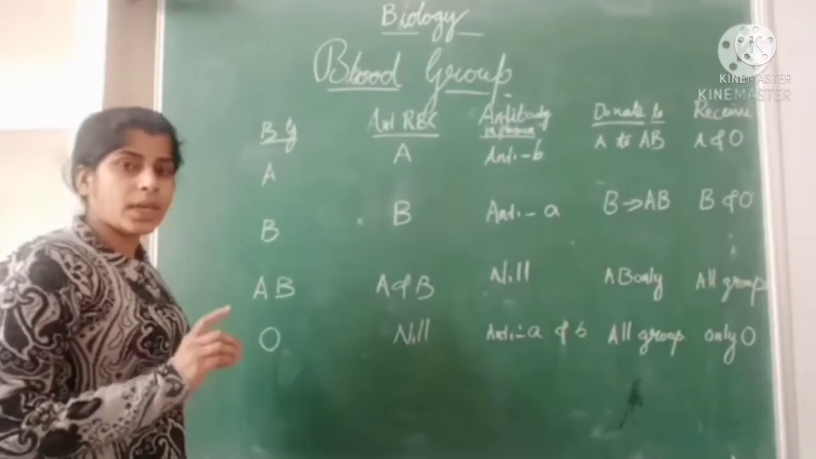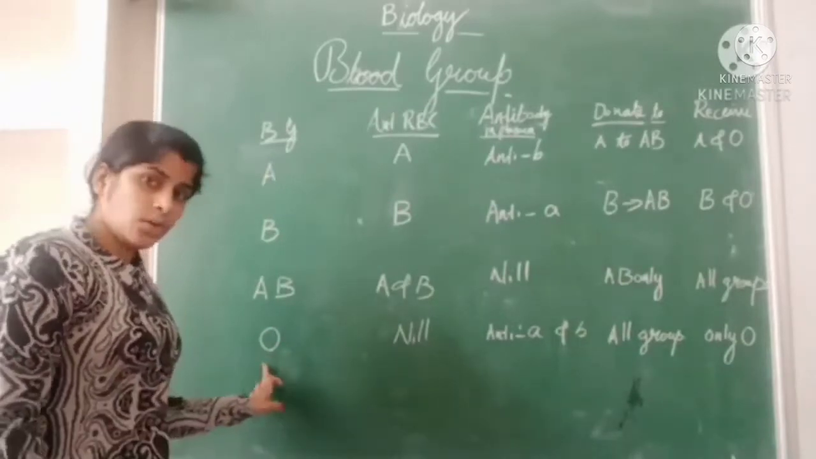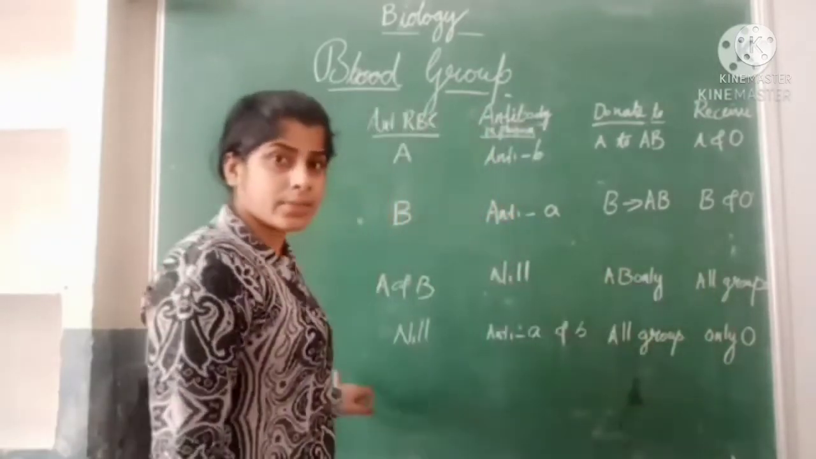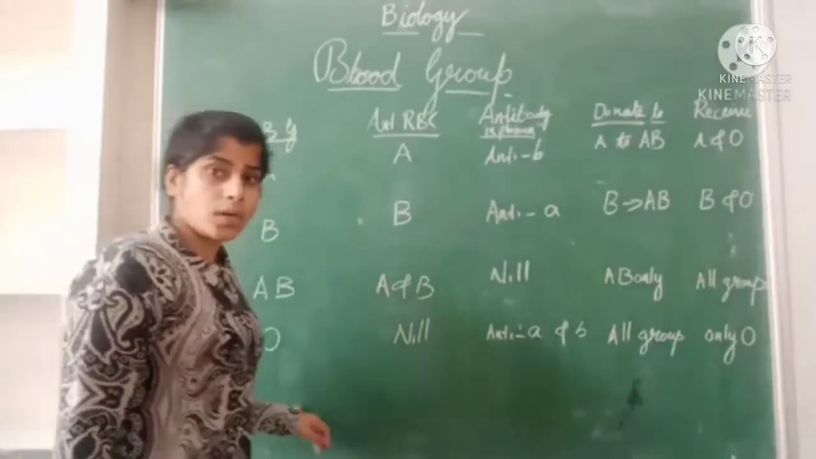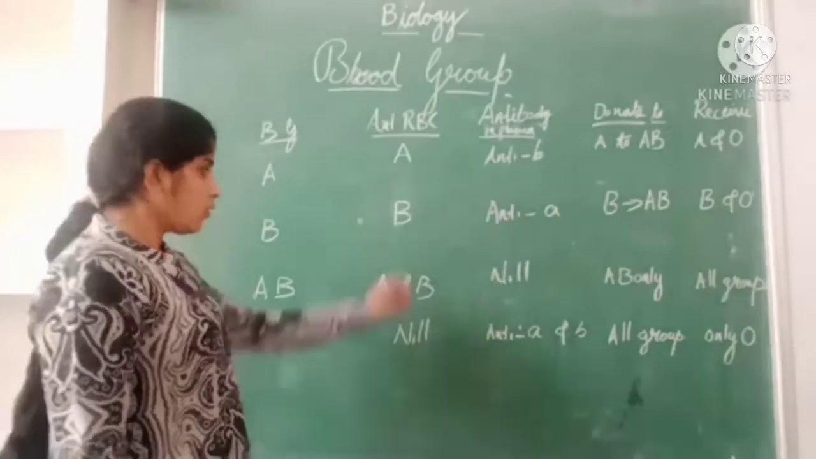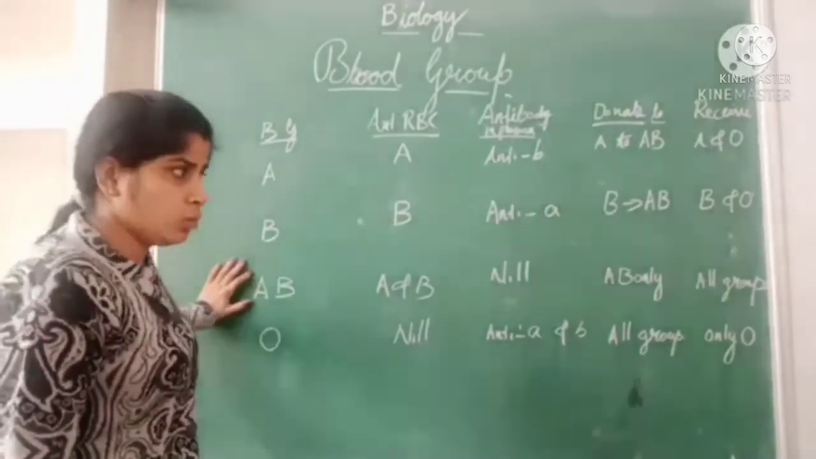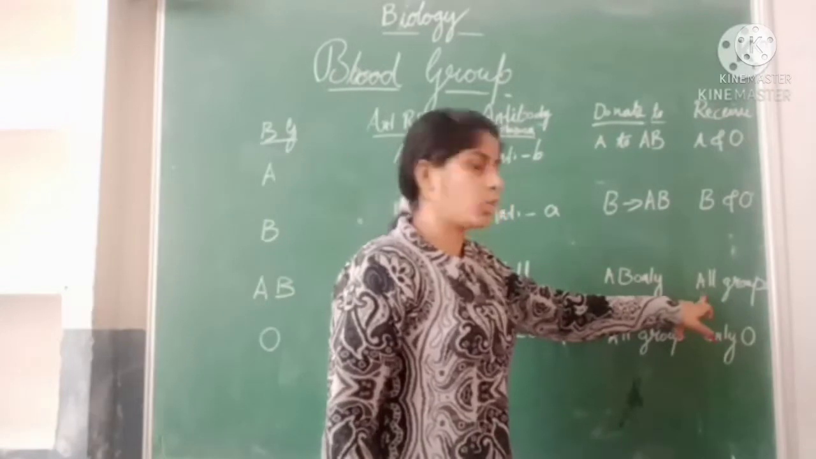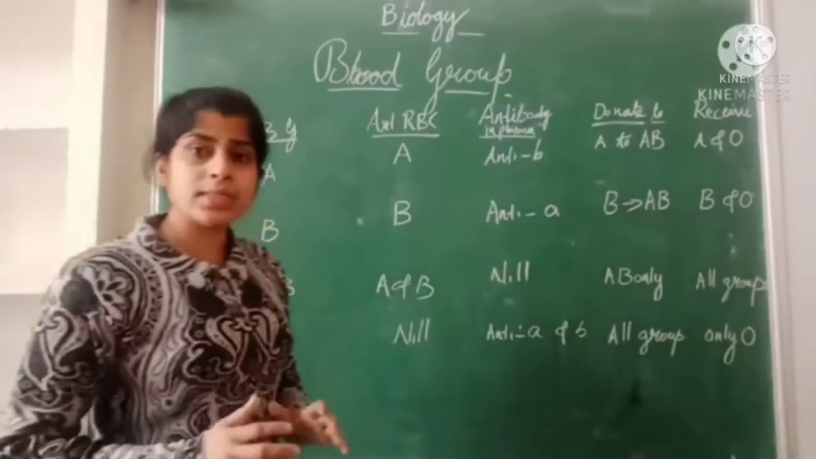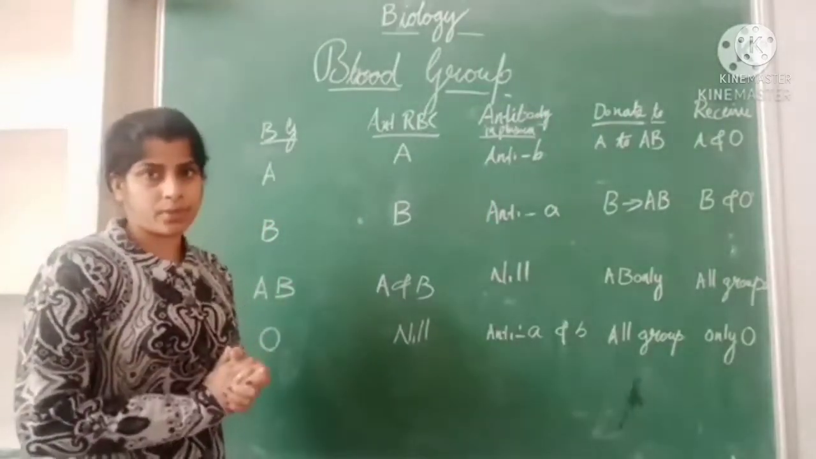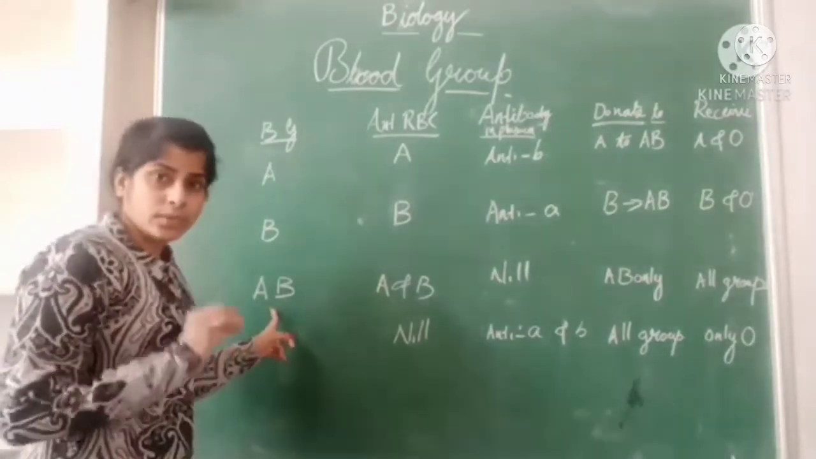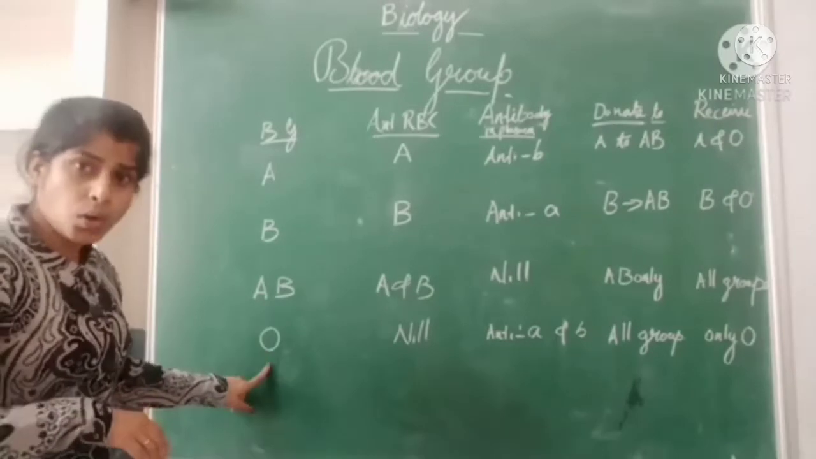Okay, AB and O. In case of O group, it can receive only O group. Is it clear? Yes. So we can say AB can receive all the groups. So this is called as what? Universal receiver. AB group is called the universal receiver.